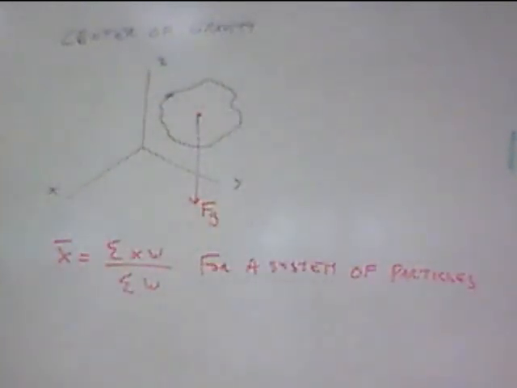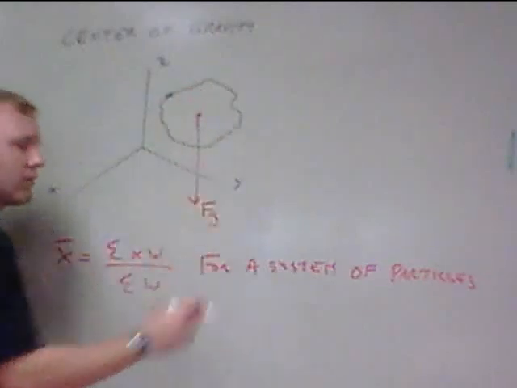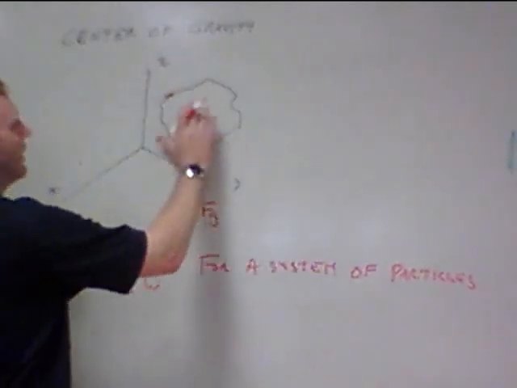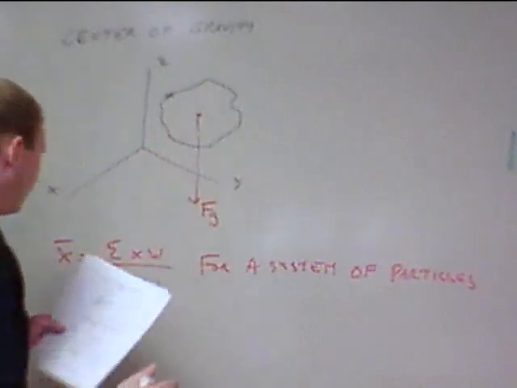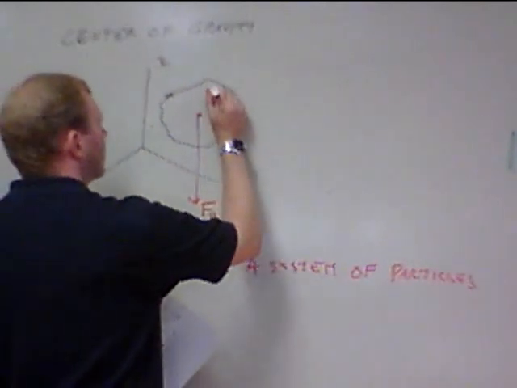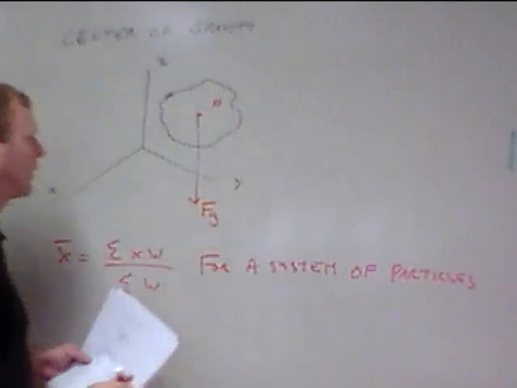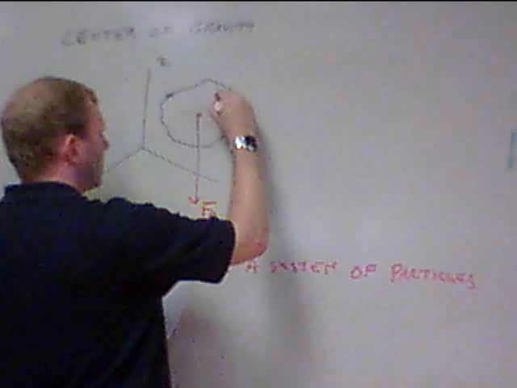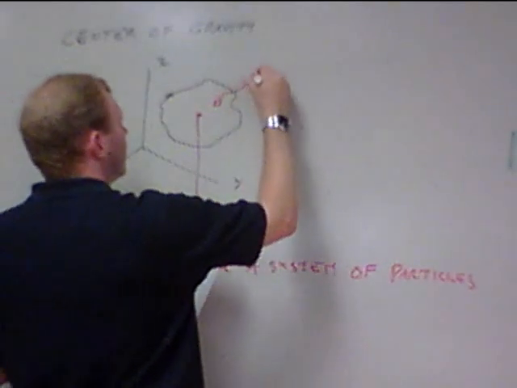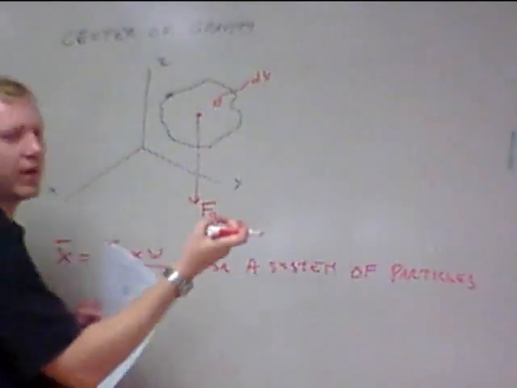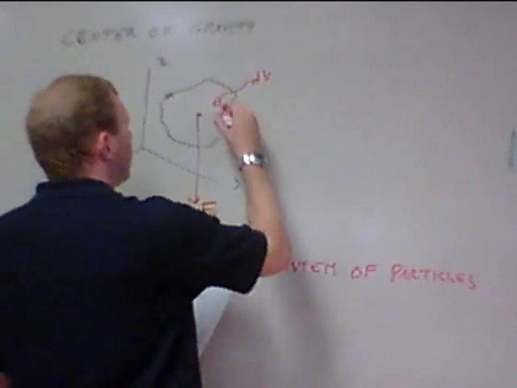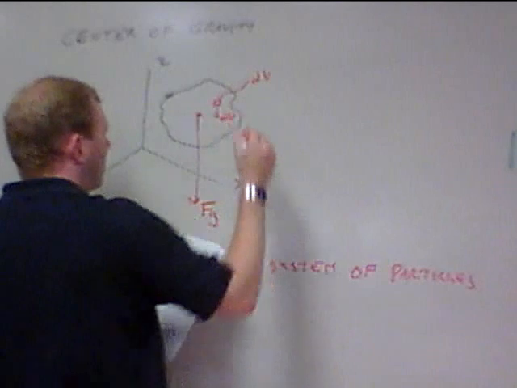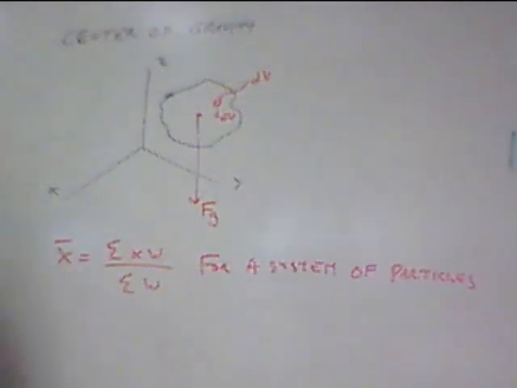A system of particles. But this solid object we can treat as a system of particles. Millions and millions of tiny little particles make up this object. Each one of those little particles, and I'll just pick one little rectangular particle here, is going to have some sort of differential volume, some tiny little volume amount, and it is going to have some tiny amount of weight, dW.